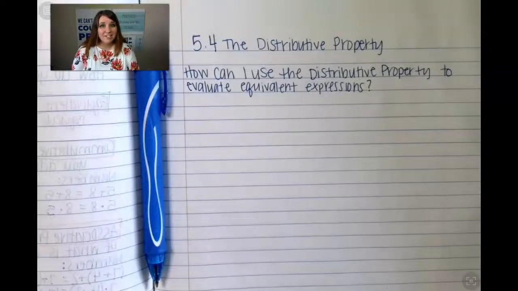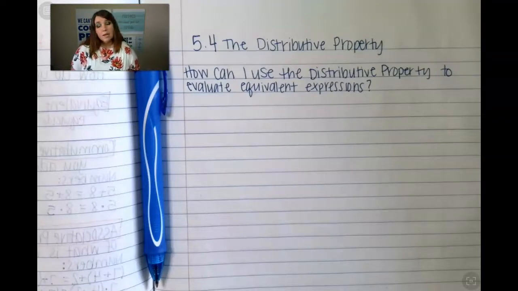Cougars. Okay, yesterday we were looking at two different properties. We looked at the associative property and the commutative property. And we were using them to create equivalent expressions and then simplify those equivalent expressions by combining things that were the same. Numbers with numbers, letters with letters.